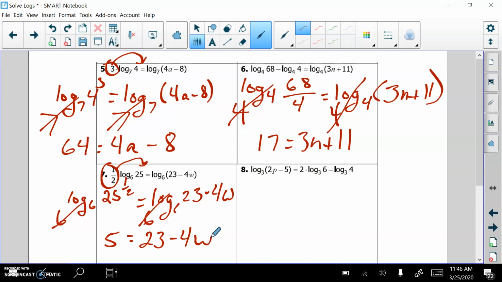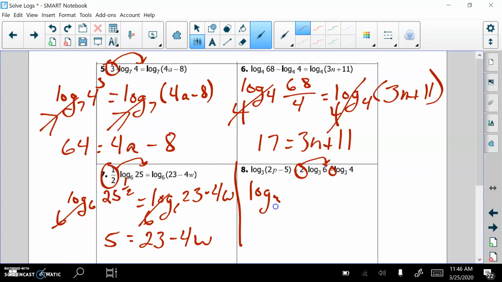Okay, last one, number 8. Nothing to condense over here. Got to condense all of that. So we've got two things to condense. We've got a coefficient of 2 that only goes to the 6. We have a subtraction sign, which means division. So I'm going to see if we can handle this pretty easily.